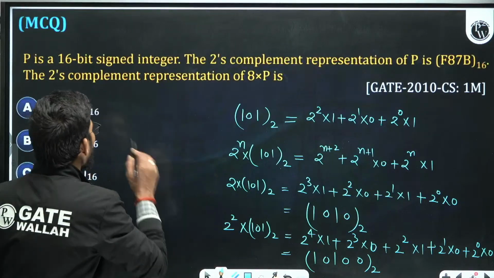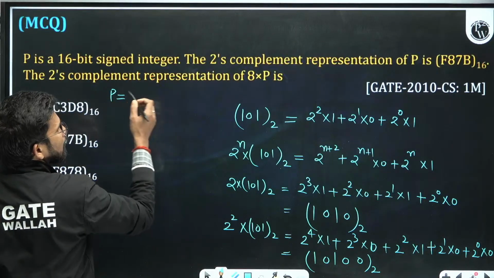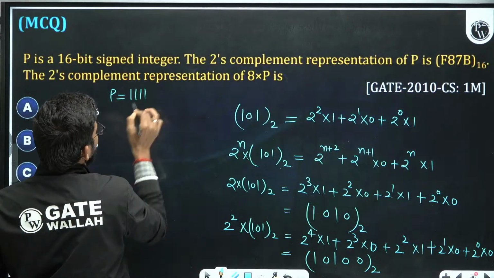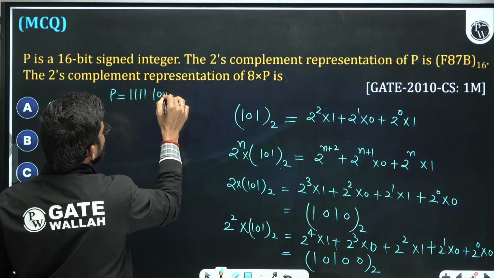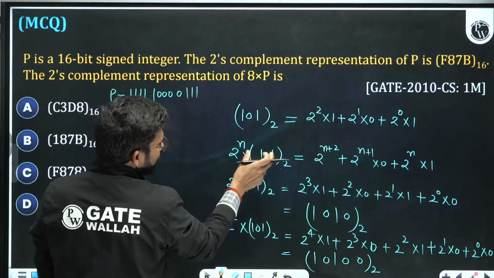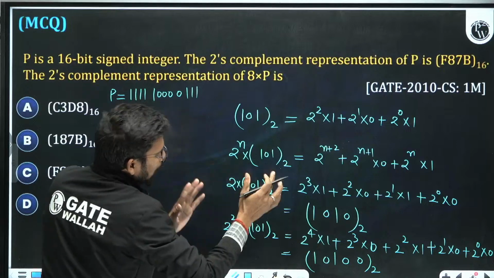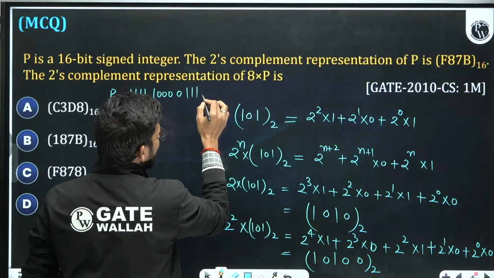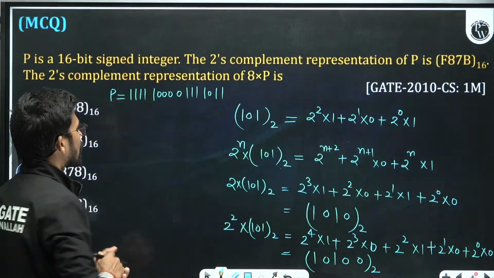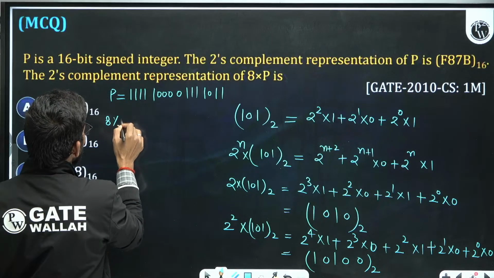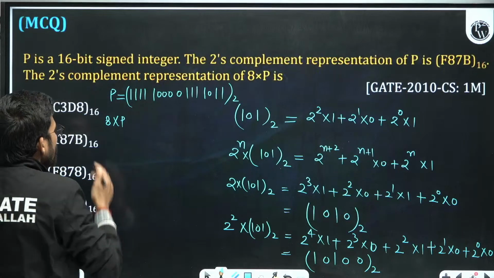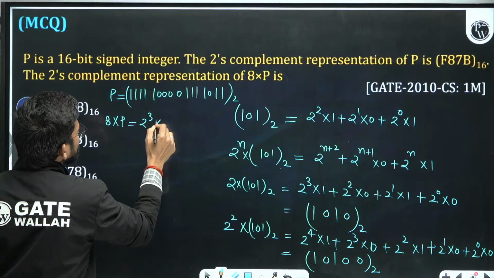So here what is happening? If I write P in the binary format, always write in binary format. F is 1 1 1 1, 8 is 1 0 0 0, 7 is 0 1 1 1. If the number is in binary, then only you will add zeros. B is 1 0 1 1. Now if I multiply 8 into P, assuming this is in binary, 8 into P is nothing but 2 to the power 3 into P.